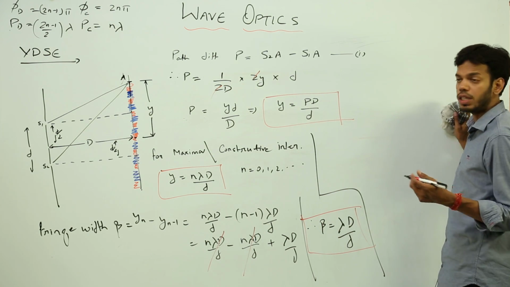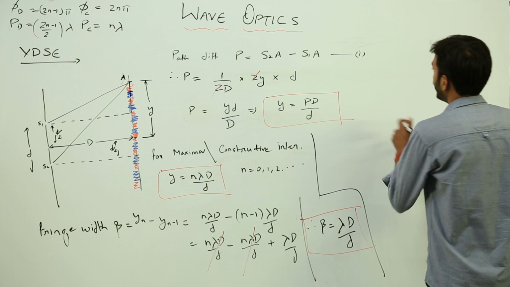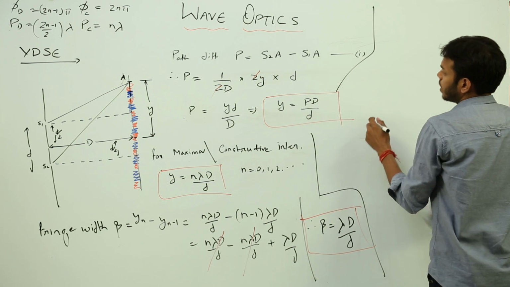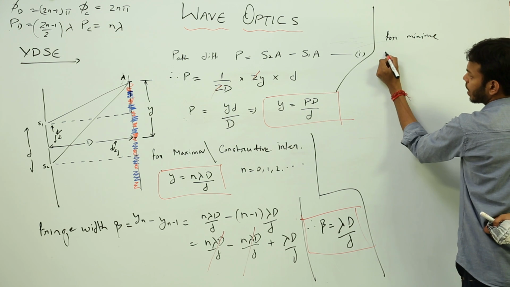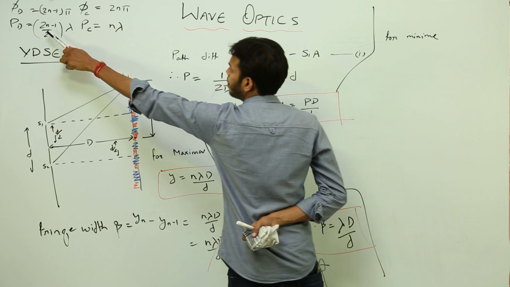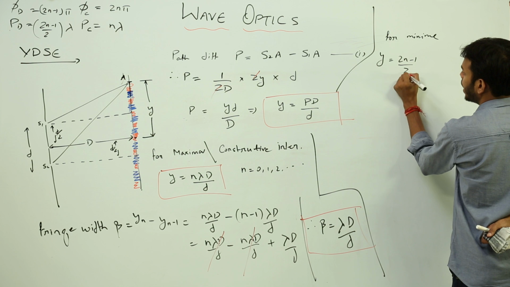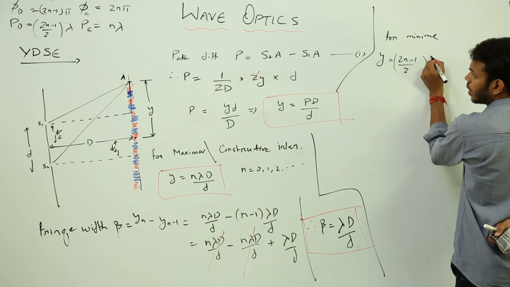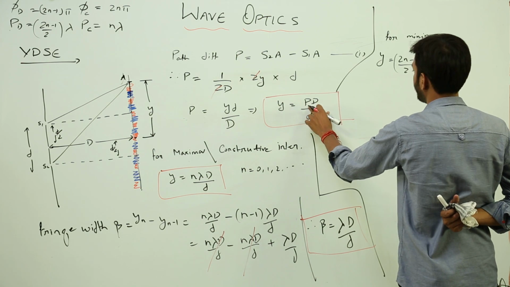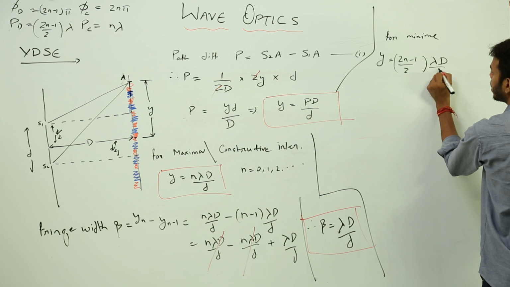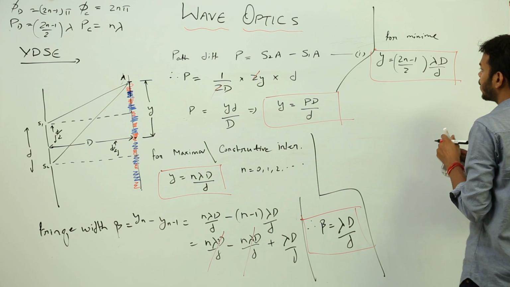What if for dark fringes the fringe width is a bit different? It might be, so you can do it for that separately. For minima, p was equal to 2n minus 1 by 2 lambda. Therefore, y is equal to 2n minus 1 by 2 lambda, putting the value of p here, 2n minus 1 by 2 lambda capital D by small d. This is the formula for the position of any dark fringe in terms of n.